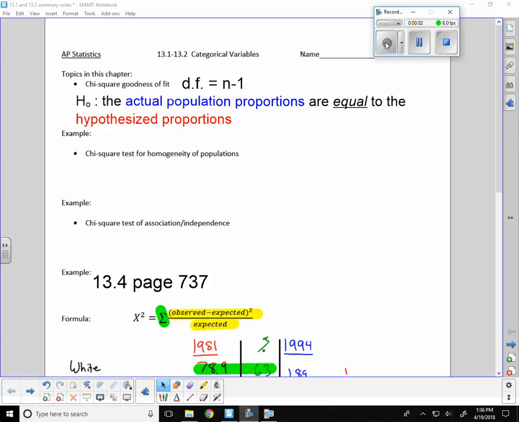Now we're going to move on to how the homogeneity of populations is different. So this is going to compare two different groups where we have two samples.